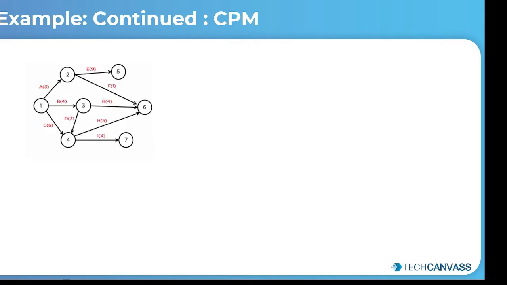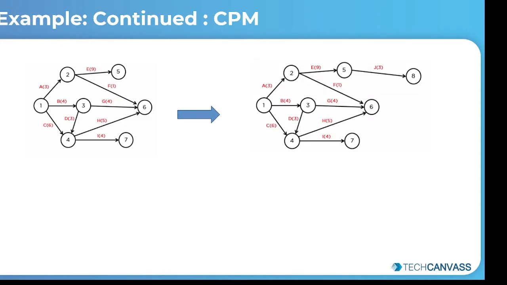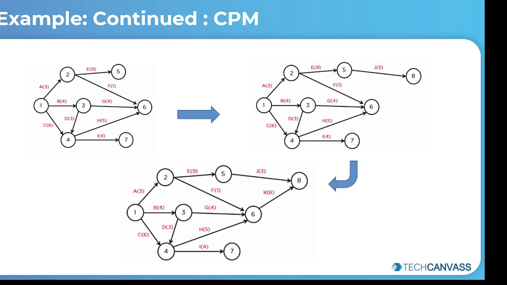Let's go to activity K after this. Here in activity K, we can see that it is preceded by F, G, and H. It also acts as an immediate predecessor for activity N. So we will connect nodes 6 and 8 like this. Once we have connected nodes 8 and 6, the network diagram is going to look like this.